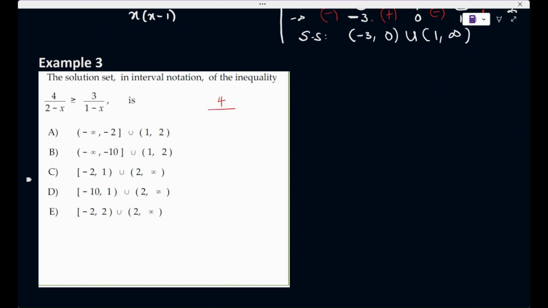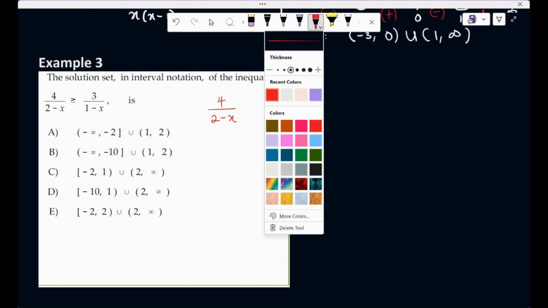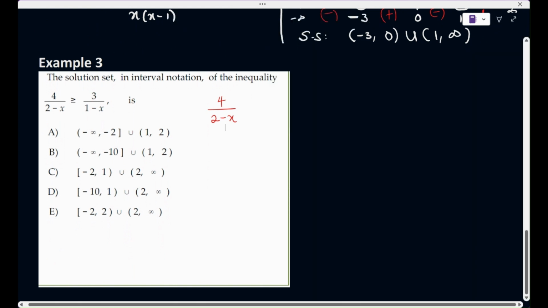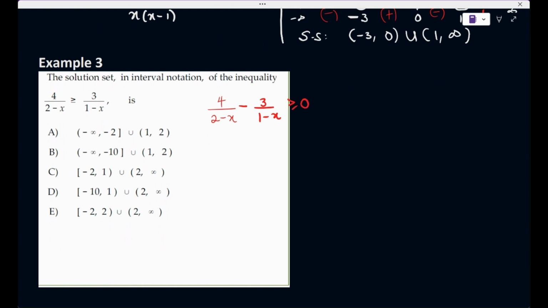So you have 4 over 2 minus x, then minus 3 over 1 minus x. This should be greater than or equal to 0. And just like we did, you can make the LCD, the denominator, the same. You can multiply this by 1 minus x times 2 minus x. And this you can multiply by what? 2 minus x over 2 minus x, right? Multiply by 3 over 1 minus x. This should be greater than or equal to 0.